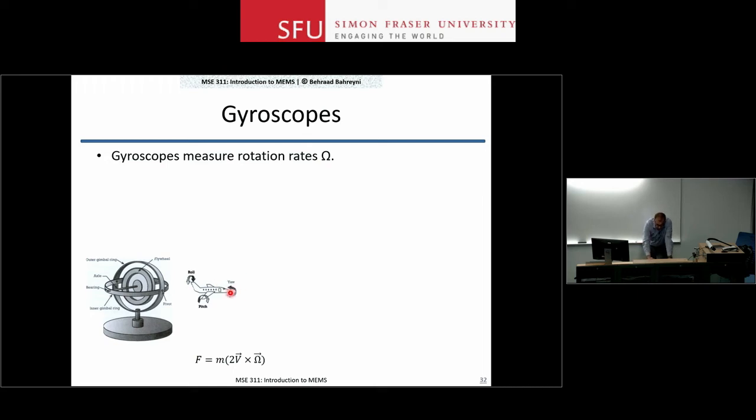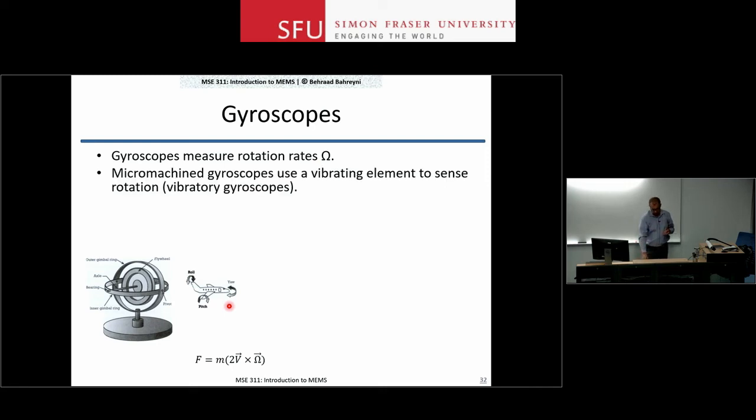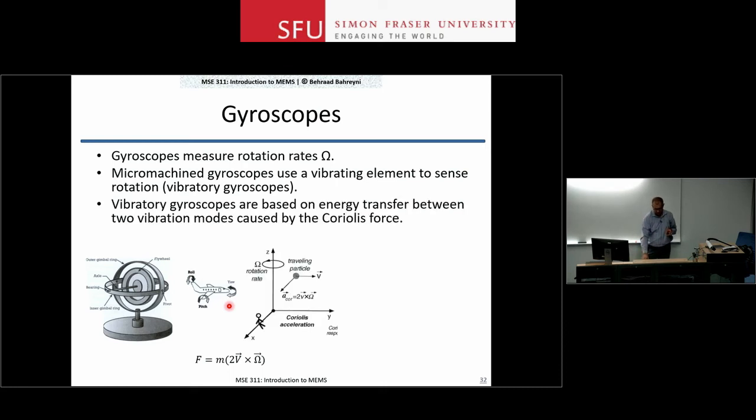For angular rate, you can also have pitch, yaw, and roll, depending on which angular rate you're interested in. The way to measure that is using a gyroscope. Micro machine gyroscopes almost exclusively use a vibrating element to sense rotation through Coriolis force. So what is Coriolis force?